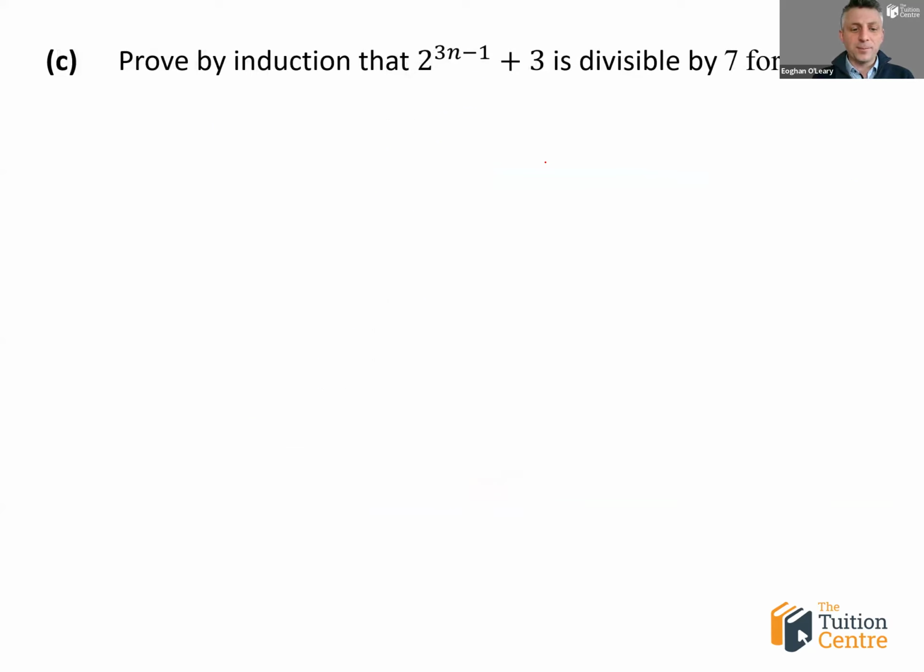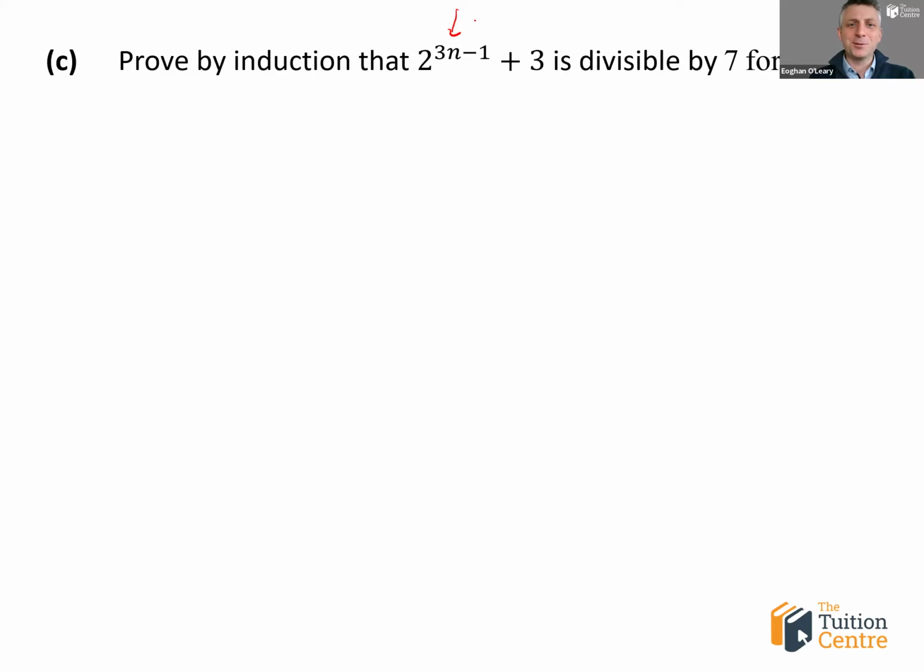We then go on to induction. Prove by induction that 2 to the power of 3n minus 1 plus 3 is divisible by 7 for all n, an element of the natural numbers. So for all natural numbers, we have to prove that 2 to the power of 3n minus 1 plus 3 is divisible by 7.